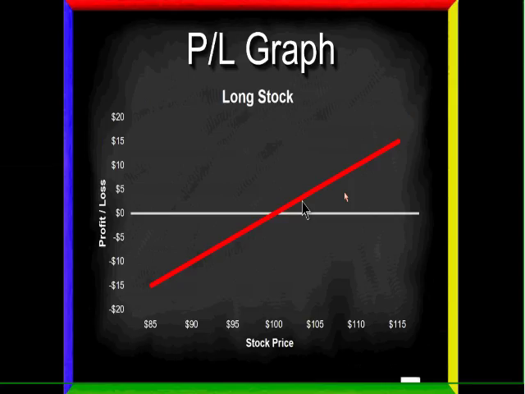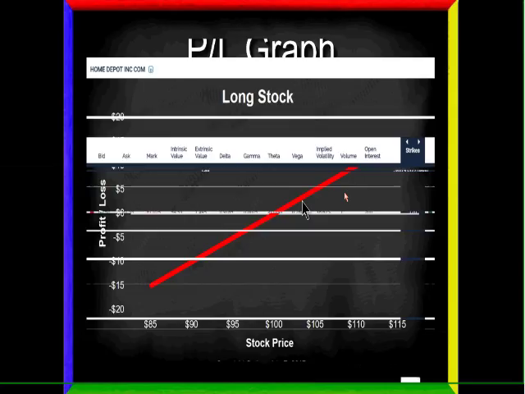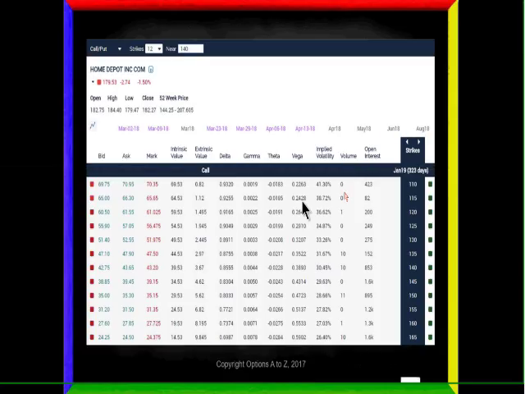Let me show you an example. Now this was just clipped today. Home Depot trading, I'm just going to call this 180 up here for round figures, but trading about 180 bucks. Now let's say we wanted to buy 100 shares of Home Depot. What's that going to cost us? $18,000.